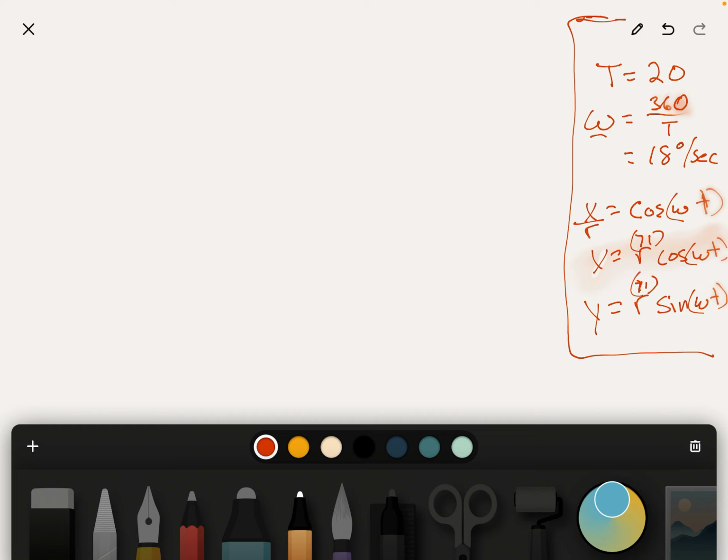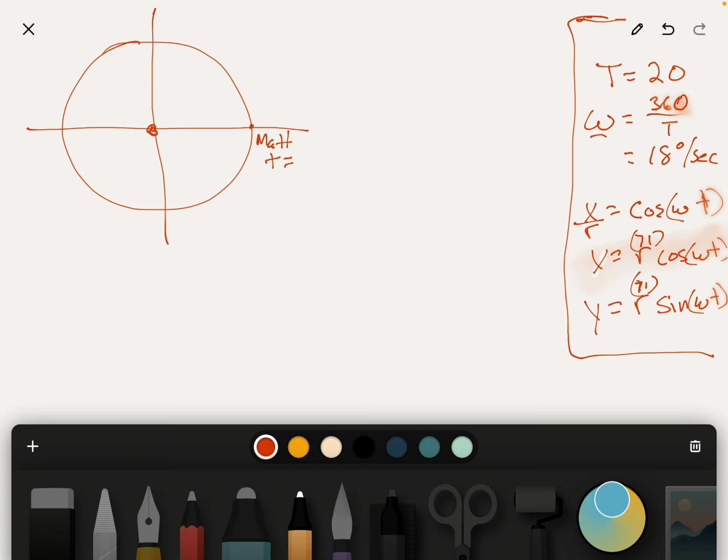So now we have expressions for x and y, but of course I'm assuming that our coordinate system places the origin at the center of the circle, the center of the Ferris wheel. And here's Matt over here, Matthew at time 0. So we can find Matt's position in terms of x and y, but let's call this x prime and y prime, because this is not the coordinate system ultimately we want to use.